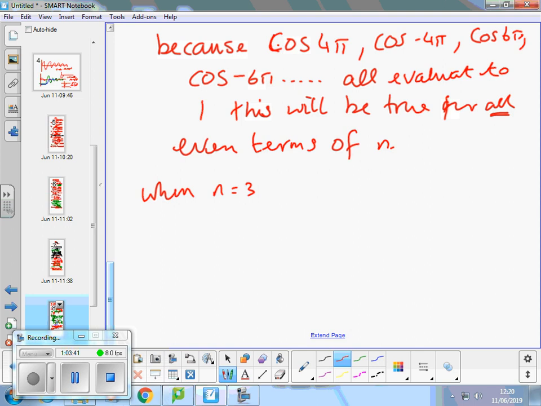When n equals 3, B3. I mean, in all truth, once you've done one, that's putting the other different numbers in it, isn't it?